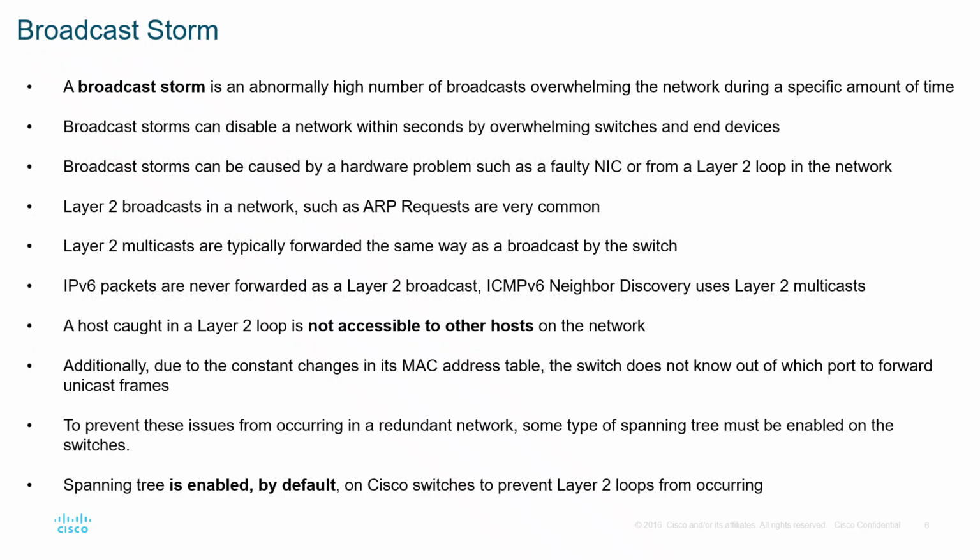A broadcast storm we've spoken about before. It's an abnormally high number of broadcasts overwhelming your network during a specific amount of time. They can disable a network within seconds by overwhelming your switches and your end devices. They can be caused by a hardware problem such as a faulty NIC or from a layer 2 loop.